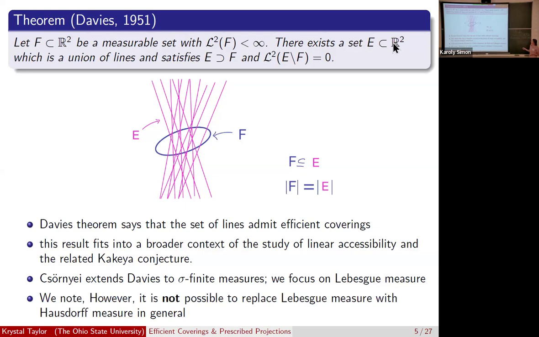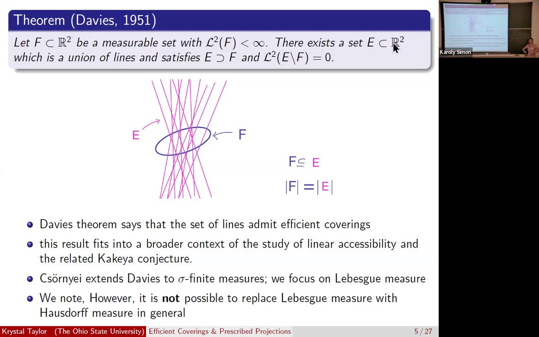So you might ask, can I replace two-dimensional Lebesgue measure with some other measure? And the answer is yes. So Córdoba extends Davies' result to the setting of sigma-finite measures. For the purpose of this talk, we will look at Lebesgue measure. Let's take a little detour though and point out that it's not possible in general to replace Lebesgue measure by Hausdorff dimension. Okay, so one might ask for variants of this theorem.